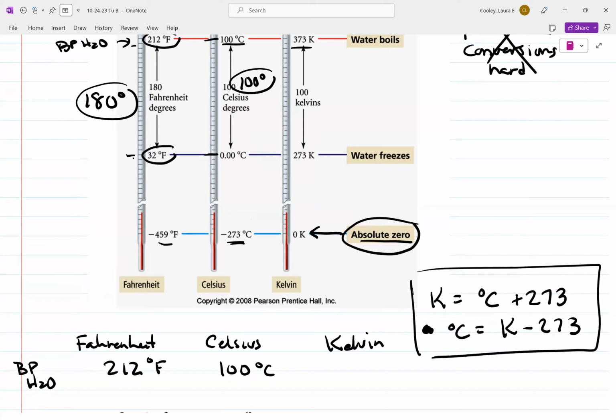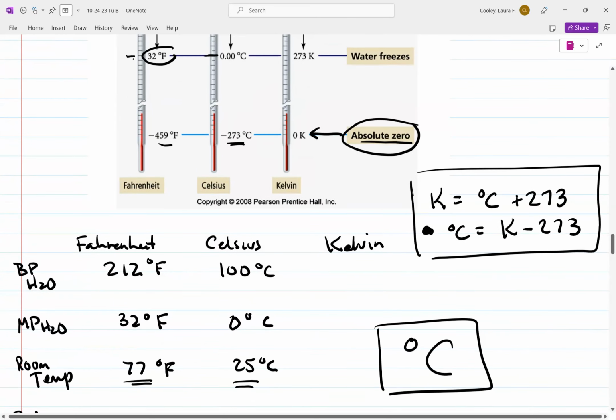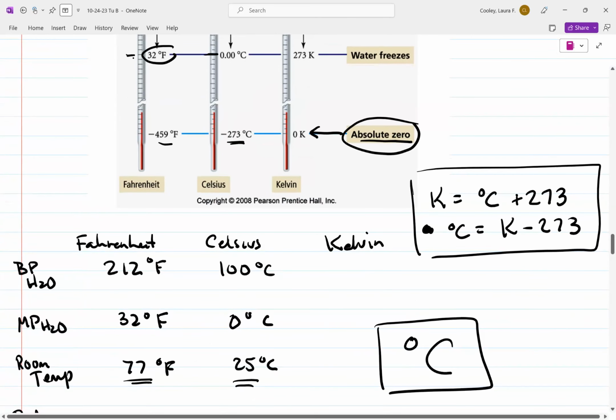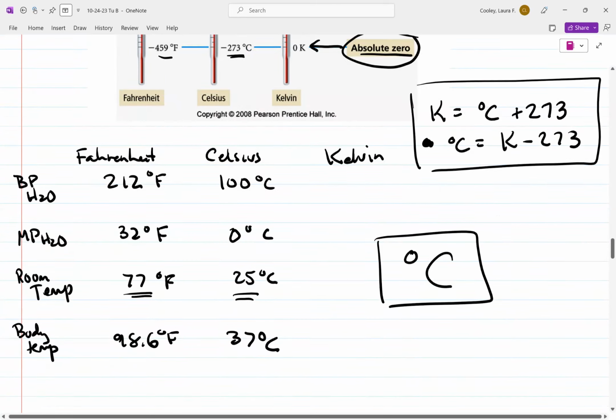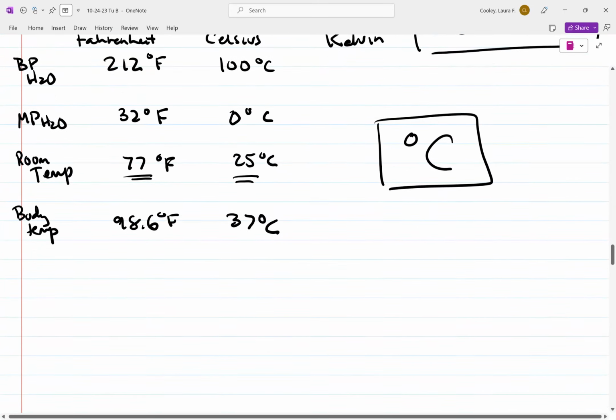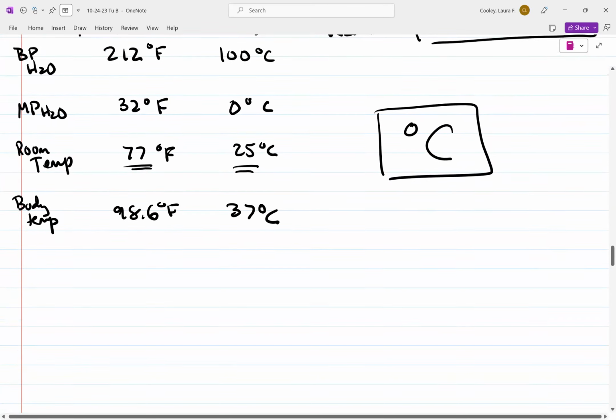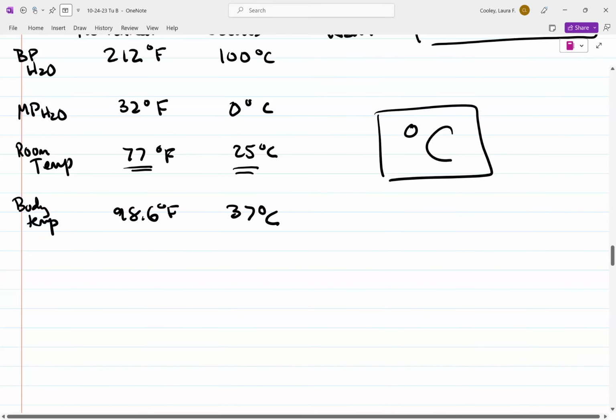But I'm sure you're used to Celsius by now anyway, from work maybe you've done in labs before. Have we done anything where you've had to measure the temperature yet? Well, you're going to do one in 2 weeks, okay? So that's what we use. We use the Celsius temperature scale.